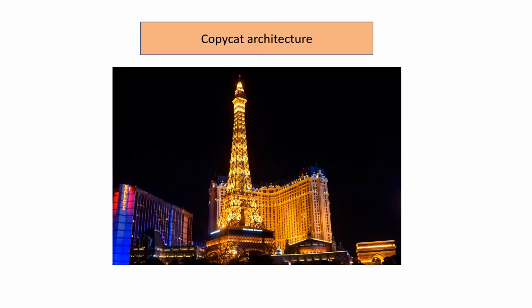Today we'll take a closer look at copycat architecture. Look at this picture. What can you see? Eiffel Tower, right? But not the real one. Copying architectural styles is as old as architecture itself. Throughout history, civilizations have copied, borrowed, and shared architectural styles.